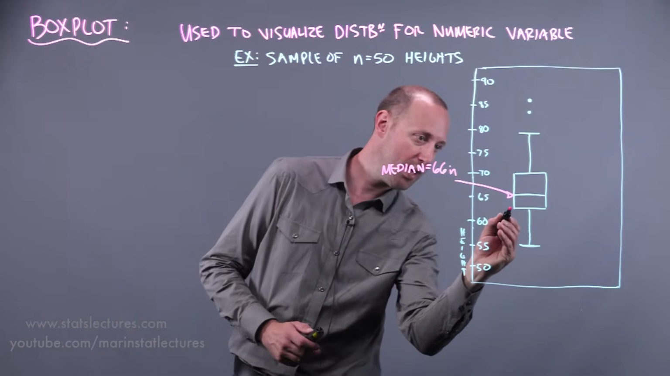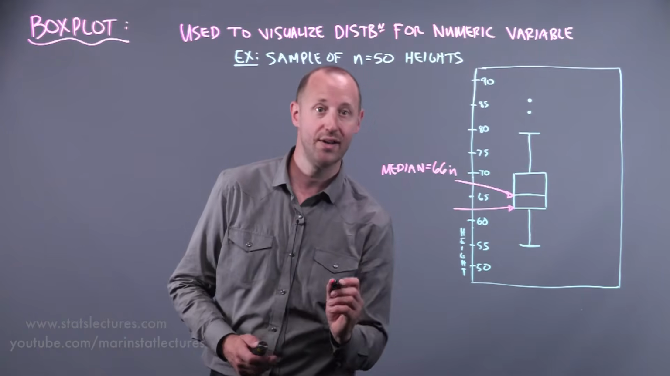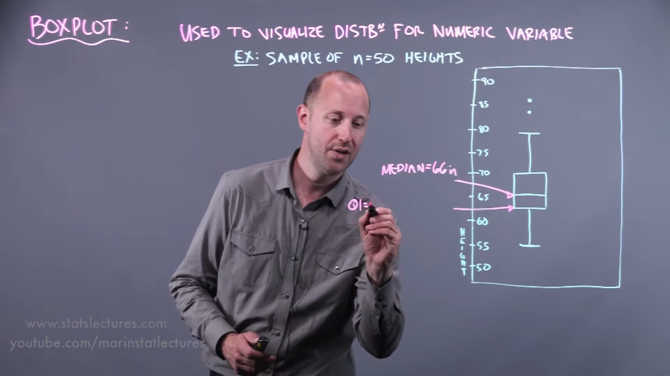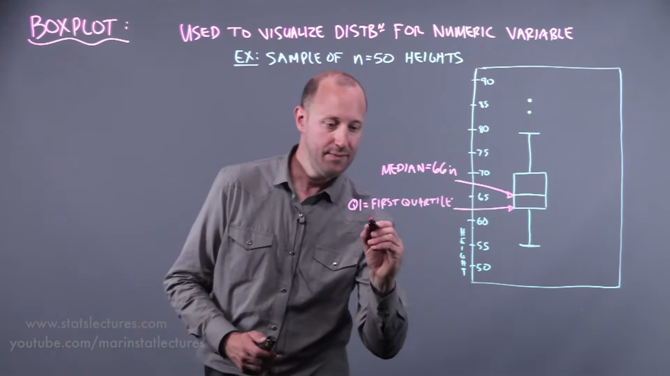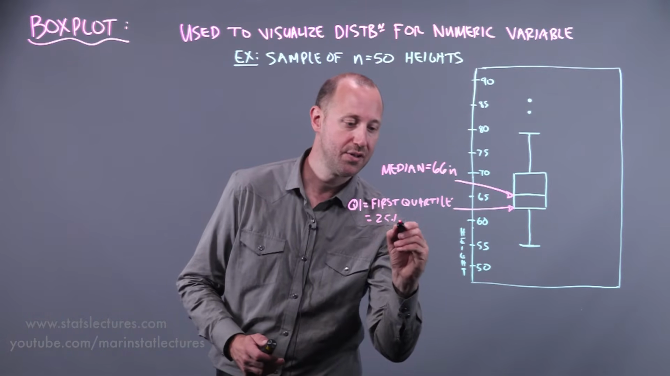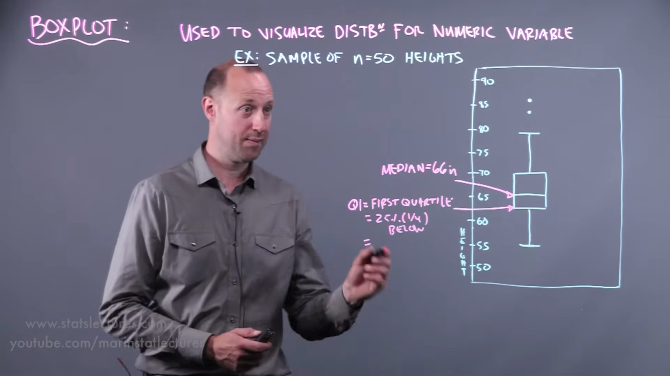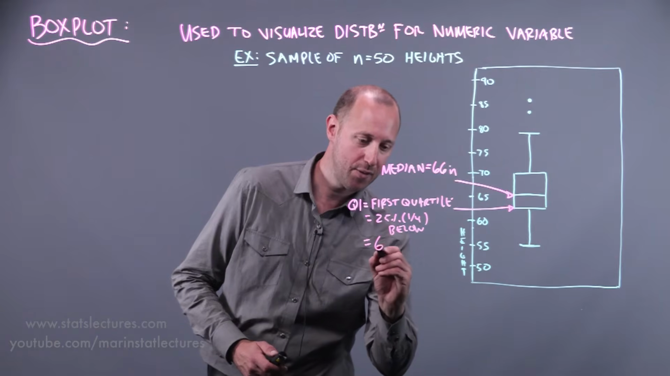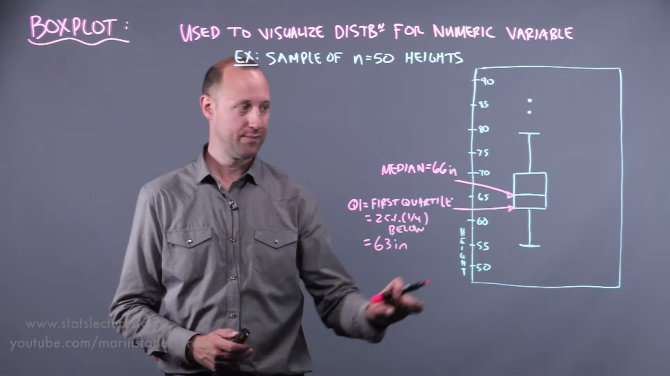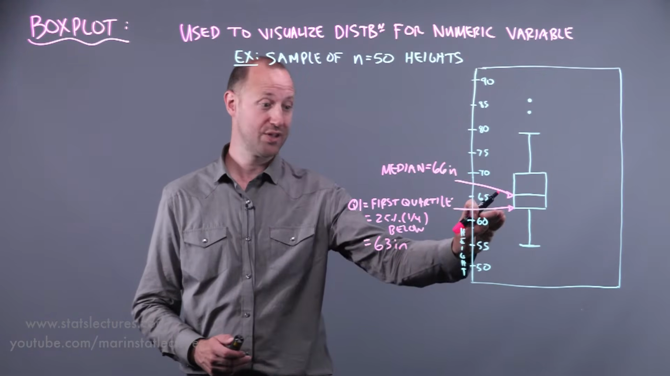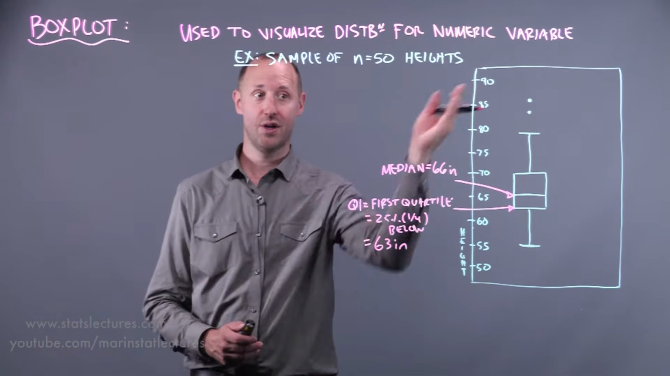50% 66 inches or more. The bottom of the box here shows what gets called the first quartile, abbreviated Q1. Again, this is 25% or 1/4 below it. And in our example here, it looks like it's at about 63 inches. So again, 1/4, or 25% of individuals in our sample have a height of 63 inches or less, and 3/4 are greater than that.